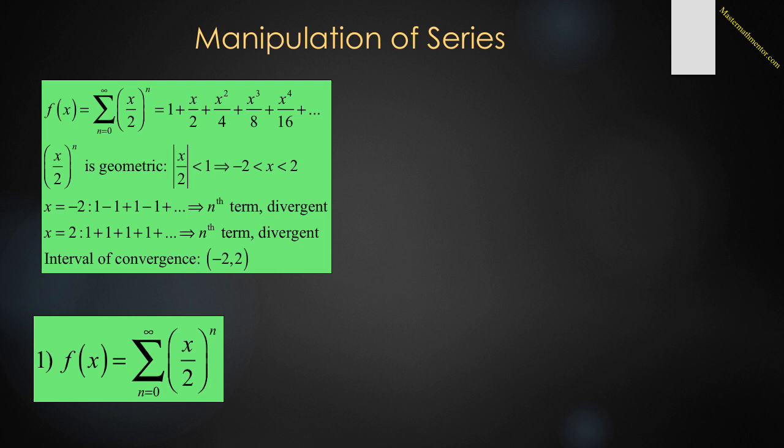If x equals negative 2, our series is 1 minus 1 plus 1 minus 1, which fails the nth term test and is divergent. If x is equal to 2, then our series is 1 plus 1 plus 1 plus 1 plus dot dot dot, and again that fails the nth term test and is divergent. So our interval of convergence is the interval negative 2 to 2, and it is the open interval.